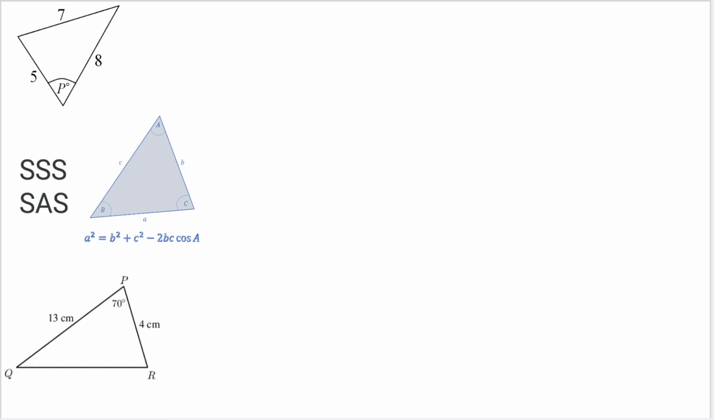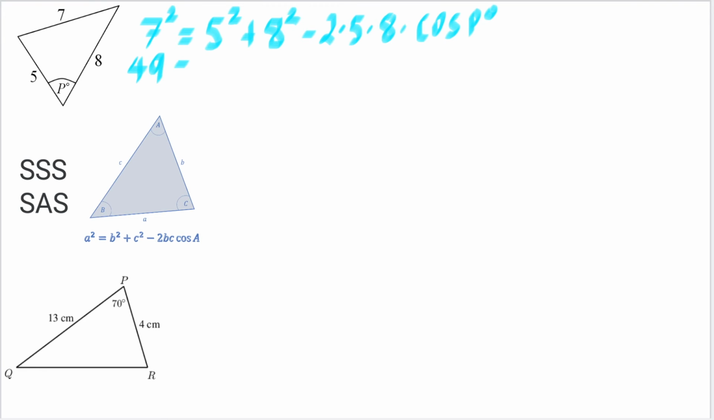So let's go ahead and write this. 7 squared equals 5 squared plus 8 squared minus 2 times 5 times 8 times cosine of P. This is the part where it really doesn't matter which one is B and which one is C. This calculation here in the middle is going to be the same. So when you simplify, 7 squared is 49, and when you add 5 squared and 8 squared, you get 89 minus 80 cosine of P.